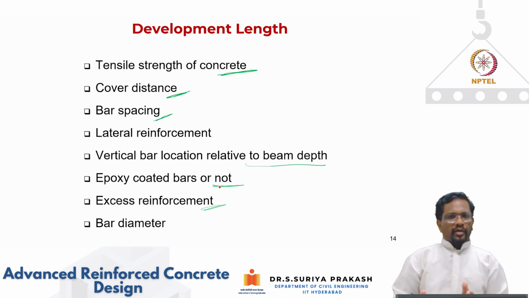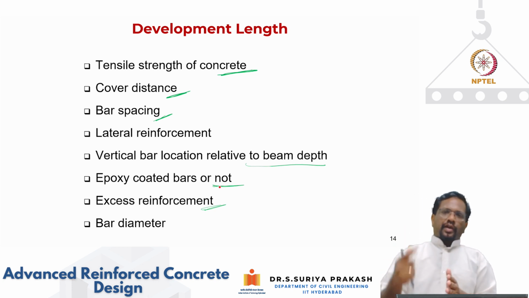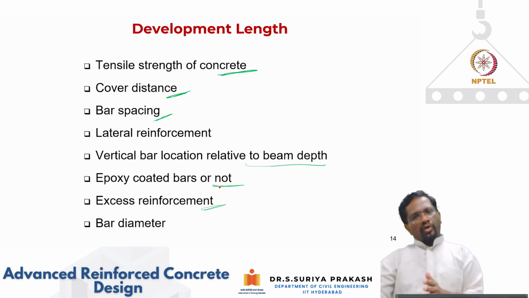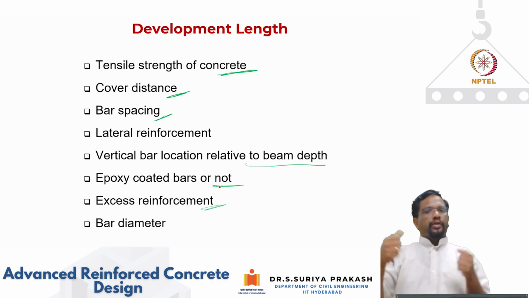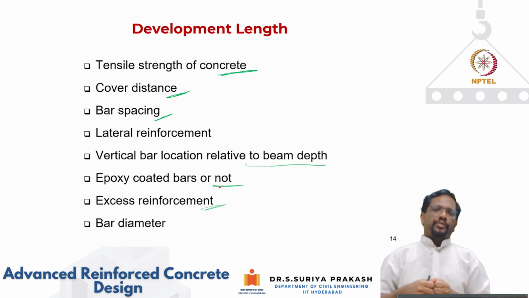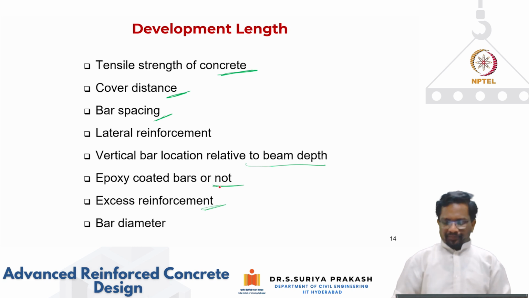Again, bar diameter. For the same tension force, instead of providing a larger diameter, if I provide a greater number of small diameter bars, then you have more perimeter, and the bond strength you can develop is going to be much higher. So it is always good practice to use smaller diameter bars to achieve the tension force. Of course, you have to satisfy the detailing requirements as well.